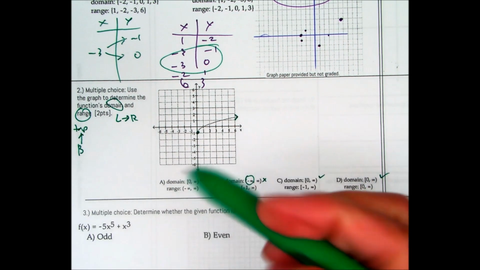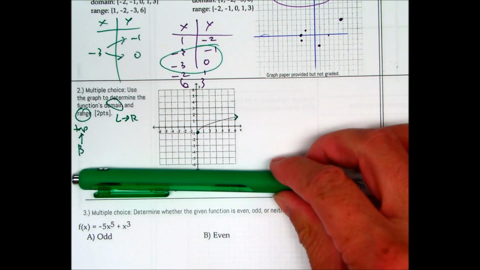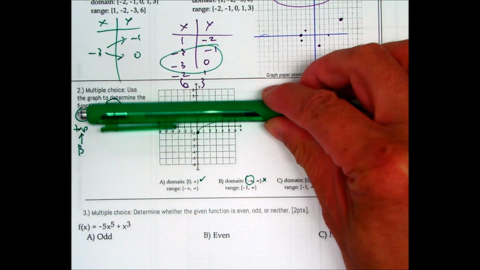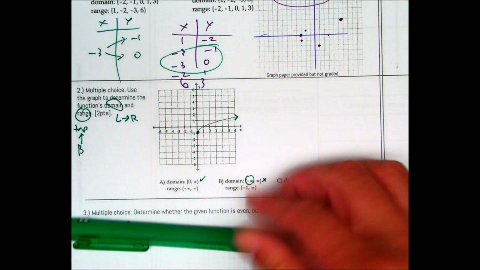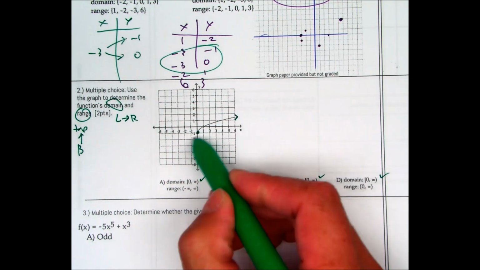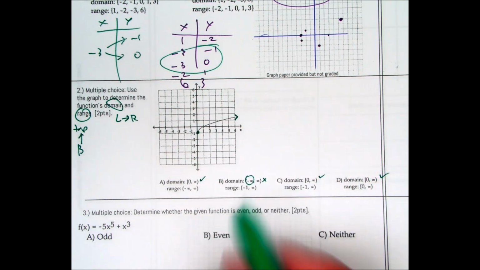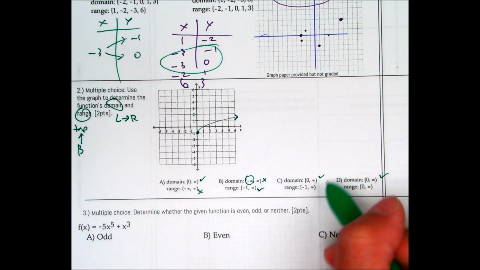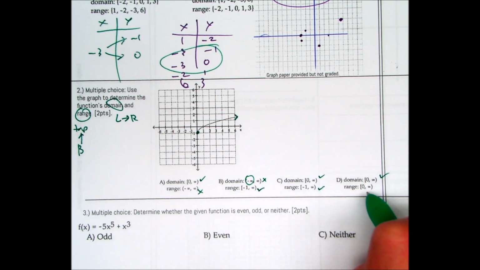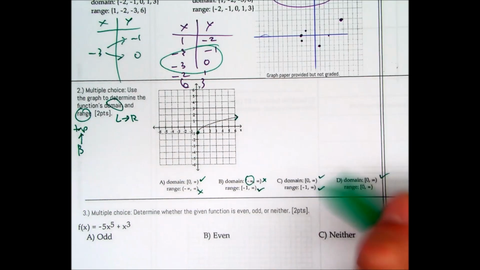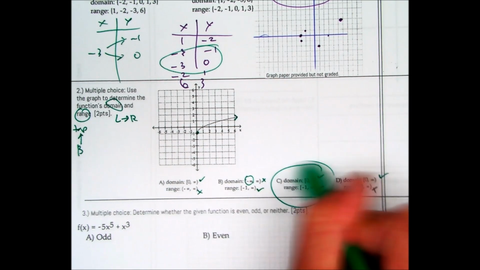The range means bottom to top. Range refers to the y values. Starting at -1, the last thing you're touching is infinity. The graph's going to keep going higher, so we have from -1 to positive infinity. So not that. This works. This one works. This one has 0, that would start there at the x-axis, so that would be wrong. So the correct answer is C.